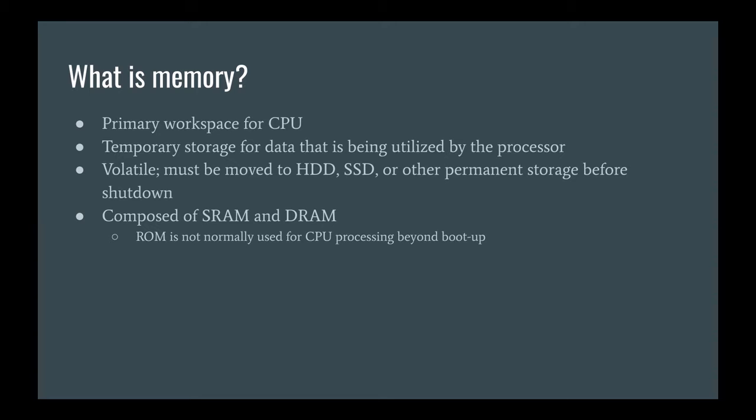So in the computer, there are two types of memory. There's SRAM and there's DRAM. ROM, which we talked about when we talked about the BIOS, is not normally considered part of the computer memory because it's only used during boot up, and then after that it's not really touched anymore. We'll talk about the details of SRAM and DRAM in a second.